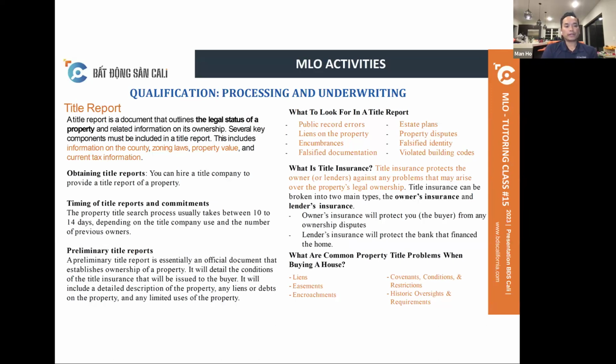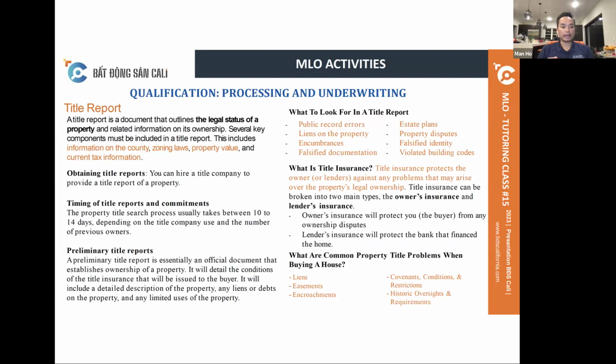Title report. A title report is a document that outlines the legal status of a property related to the information on its ownership. Several key components must be included in the title report, including the information of the county, the zoning law, the property value, and the current tax information. The title report is run by a title company to give you everything about the home and the title, things that can affect the property and the title, or someone that takes on the title. To obtain the title report, you can hire a title company to provide one for the property.